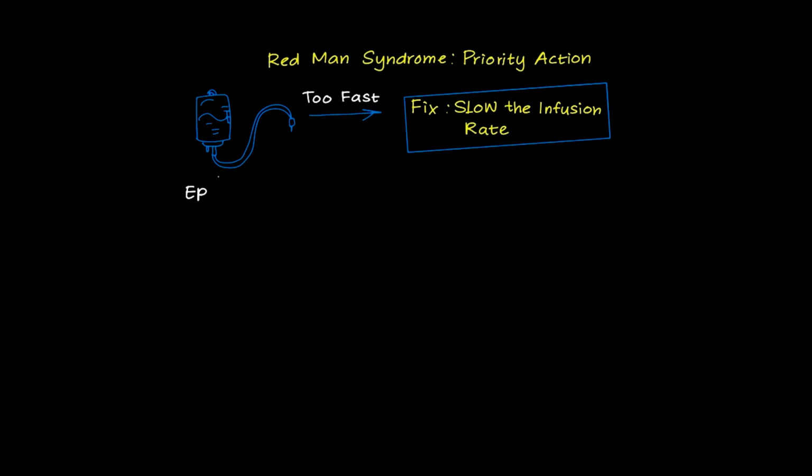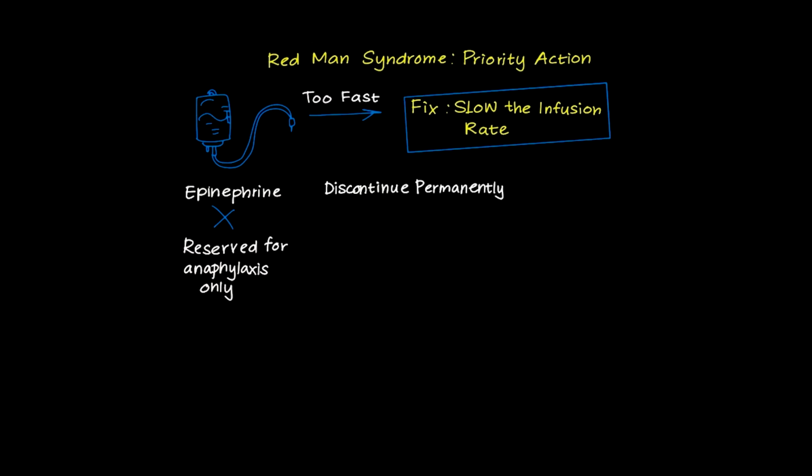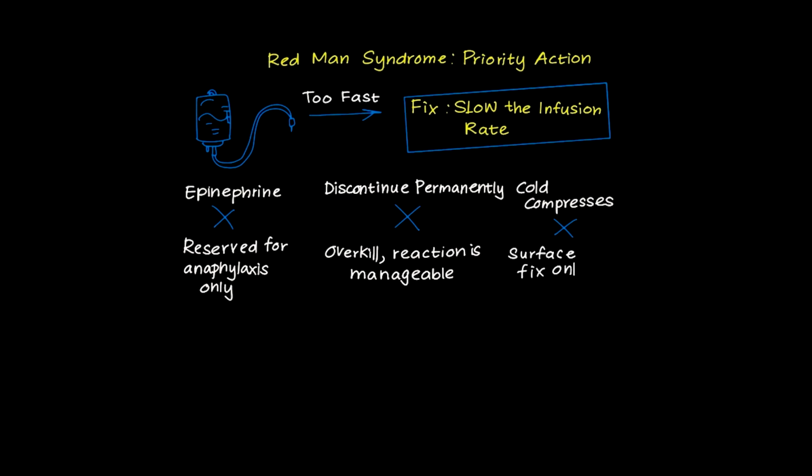Why not epinephrine? Epinephrine is the big gun reserved for true anaphylactic emergencies, where the airway is closing. This is not anaphylaxis. This is a rate-related histamine dump. Permanently stopping the drug is overkill because red man syndrome is manageable. You slow the rate, maybe give an antihistamine like diphenhydramine before the next dose, and the patient can still receive vancomycin. Cold compresses only address surface symptoms without touching the underlying problem, which is the infusion speed.